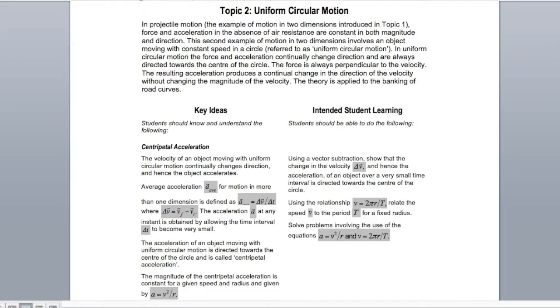In topic 1 we looked at projectile motion, where the acceleration and the resultant force are both constant in direction and magnitude. In topic 2 we're going to look at the motion of a particle travelling in a circular path with a constant speed. This is referred to as uniform circular motion.